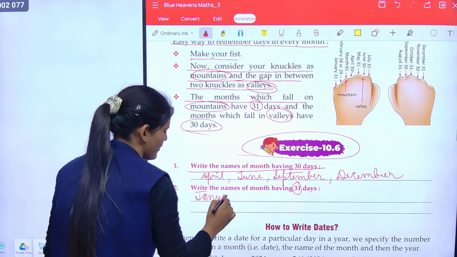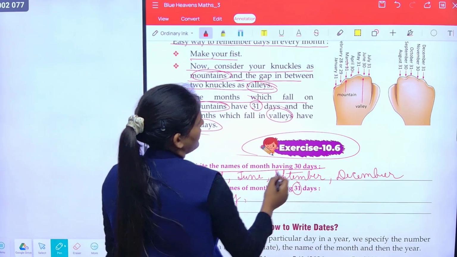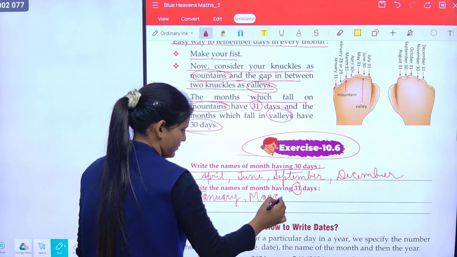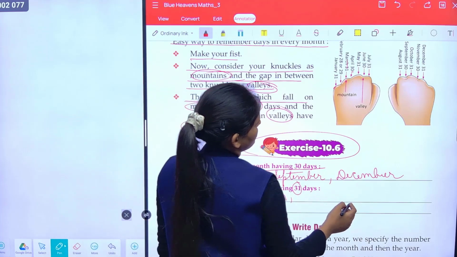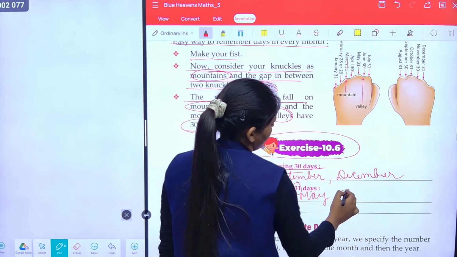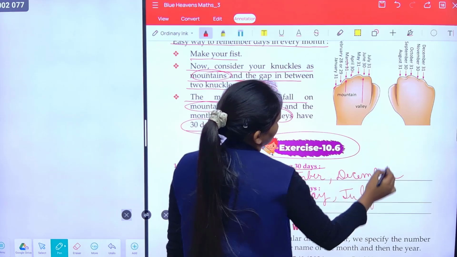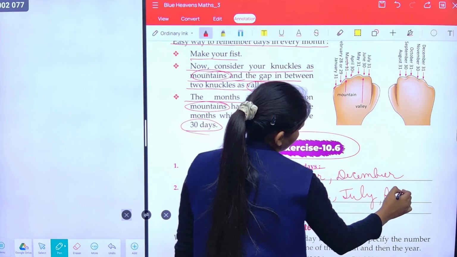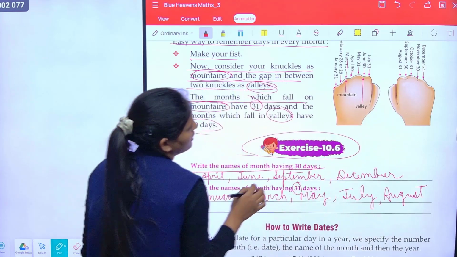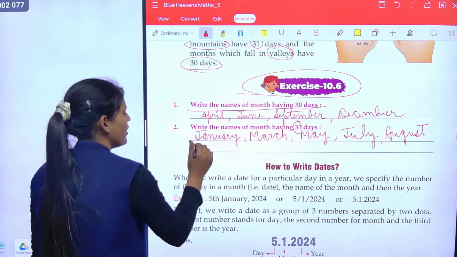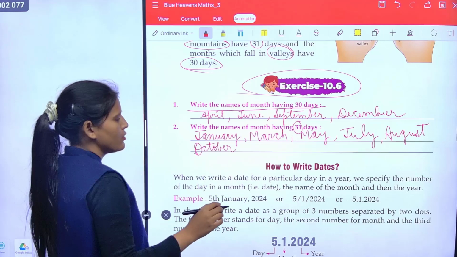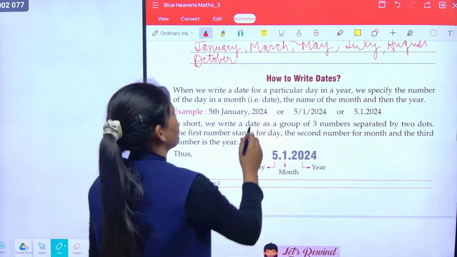write the spellings carefully class. January, March, May, July, August, October, and December. Understood?